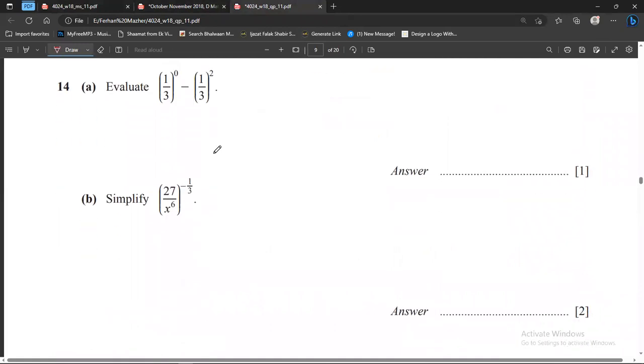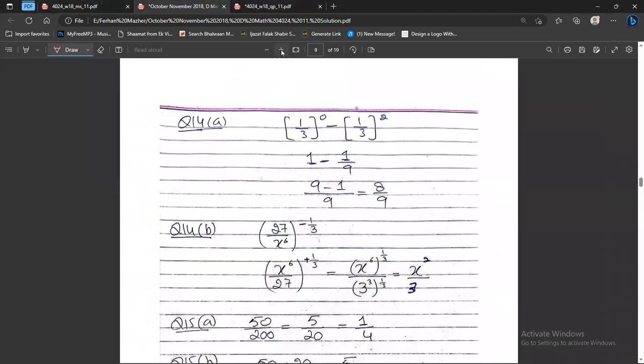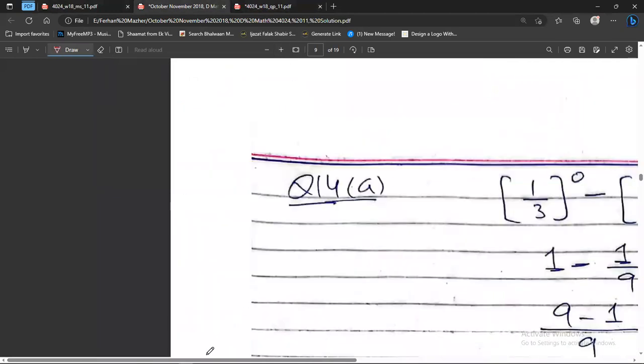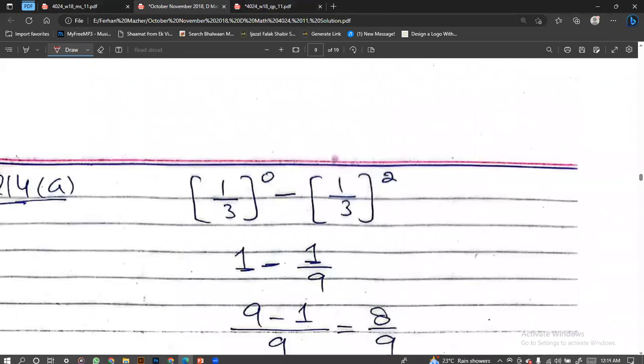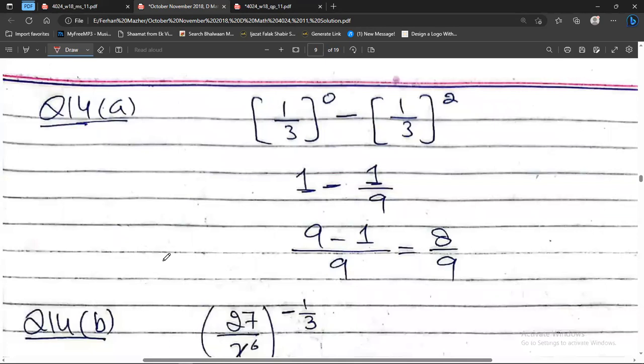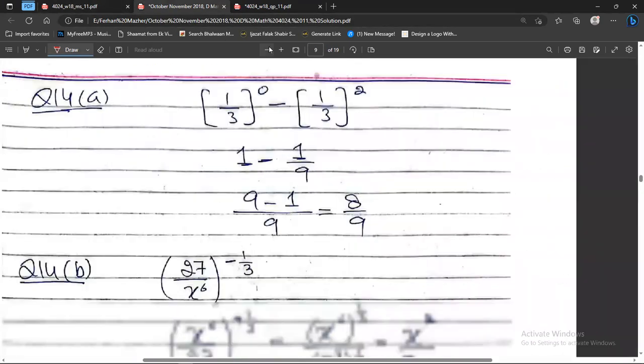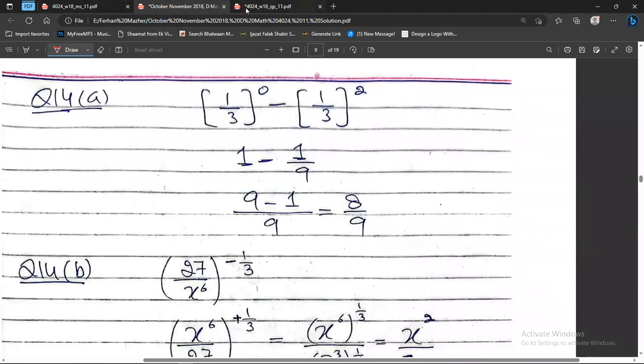It's A part. It is (1 by 3) raised to power 0 minus (1 by 3) raised to power 2. Anything raised to power 0 is 1. So 1 minus, and that square is for both those numbers, so I will have 1 minus 1 by 9, and that will be 9 minus 1, the whole thing divided by 9, and that will be 8 by 9. 8 by 9 is the right answer, sir. This is question number 14, A part. I hope you understand.